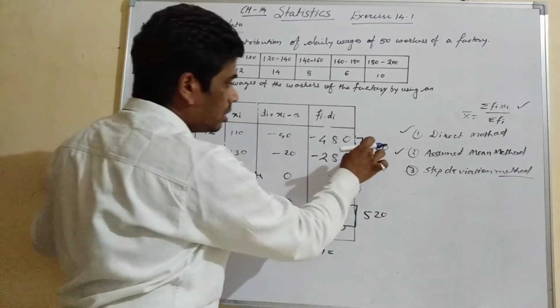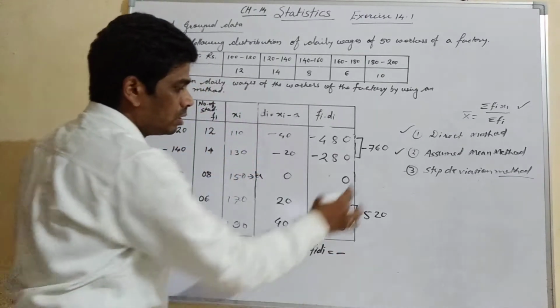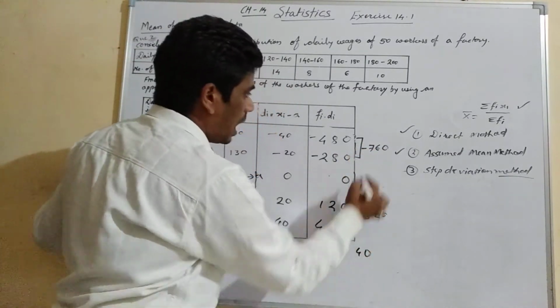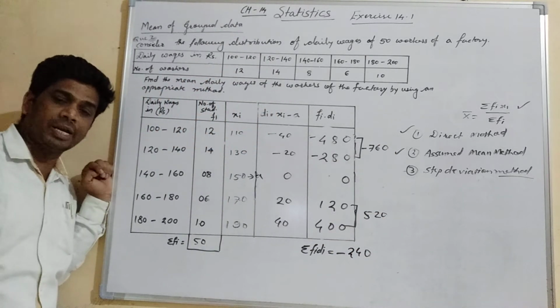How much will that be? Obviously this number is bigger, so the difference will be negative. This will be 40, and 7 minus 5 is 2, so 240. We got minus 240.